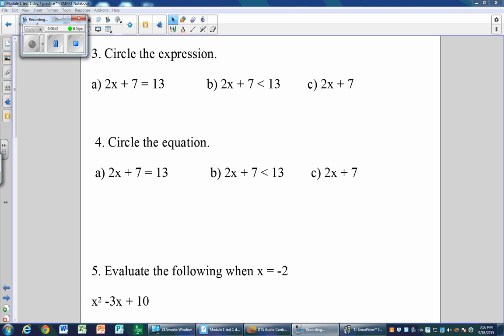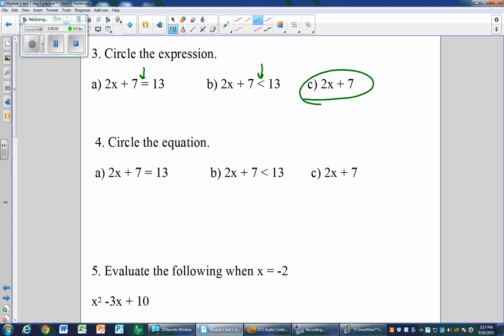Circle the expression. Is A an expression? I don't think so, because there's an equal sign. Is B an expression? No, because that's an inequality sign. Is C the expression? Yes, because there is no comparative sign. There's no equality, not equal to, less than, greater than or equal to, greater than, less than. So that's why it's an expression. It doesn't compare to anything.